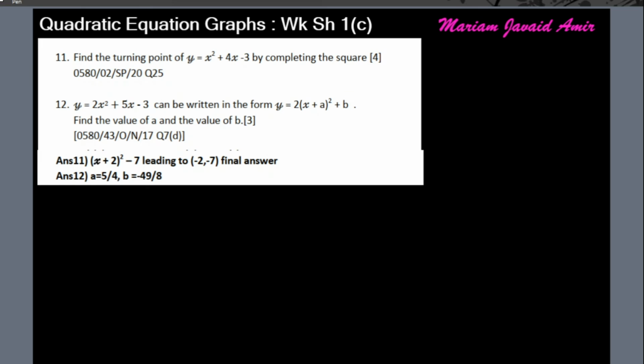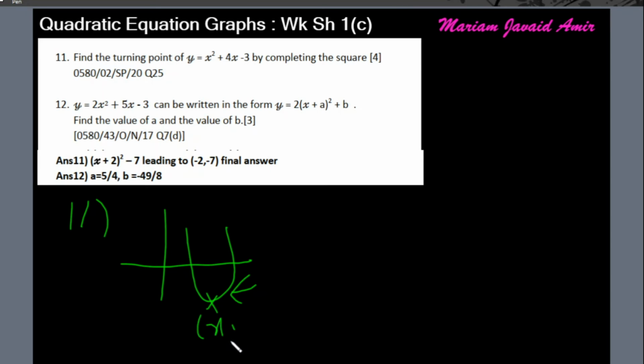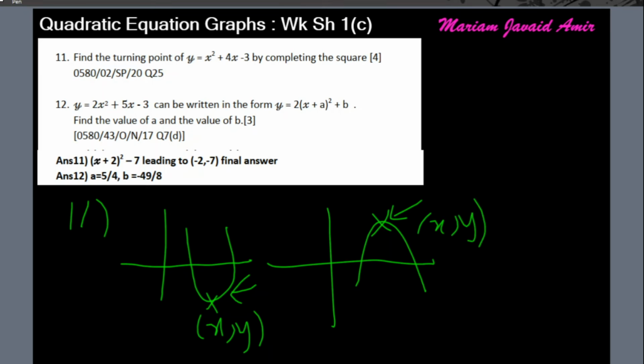Question number 11. Find the turning point of x squared plus 4x minus 3. Like we've discussed earlier, the turning point of a graph that looks like this is the value of x and y here. For a graph that looks like this, it's the top point, (x, y). This is called the turning point.